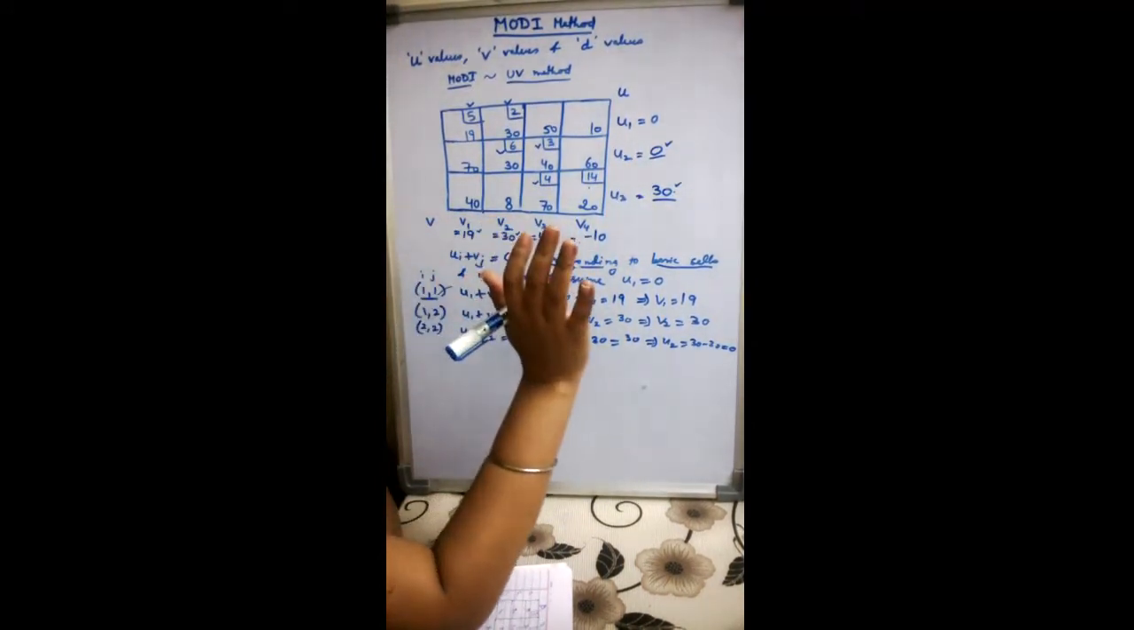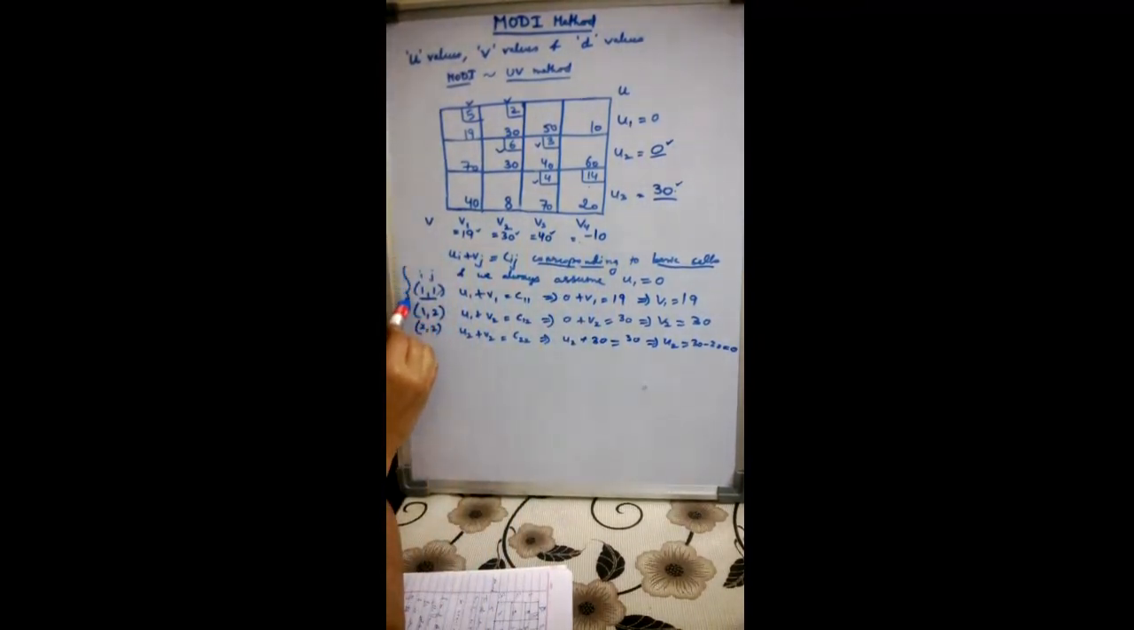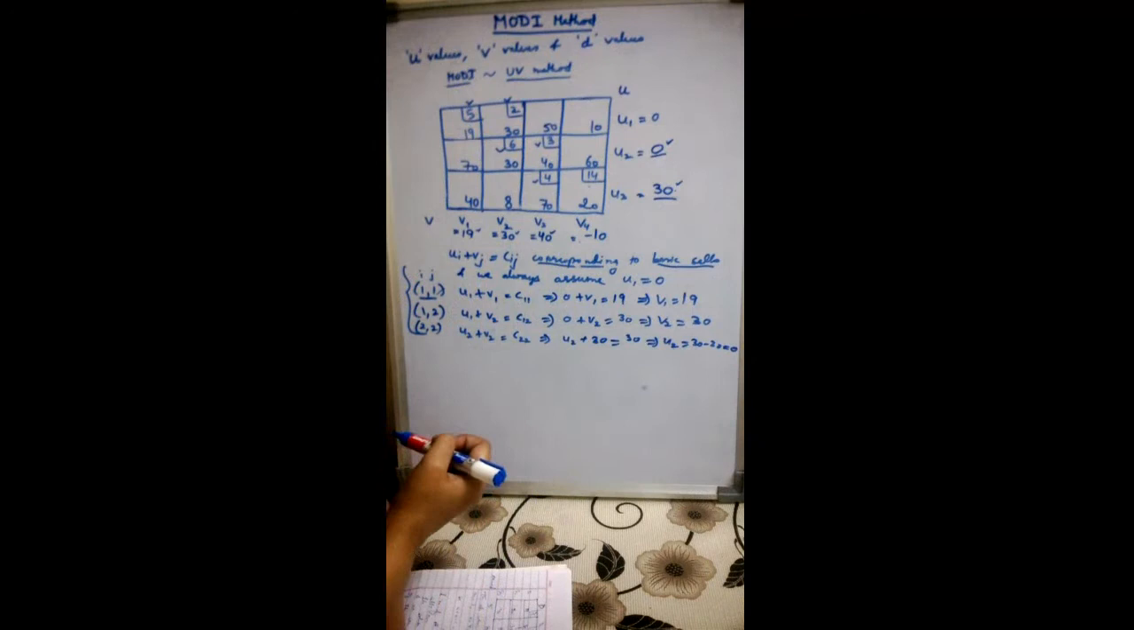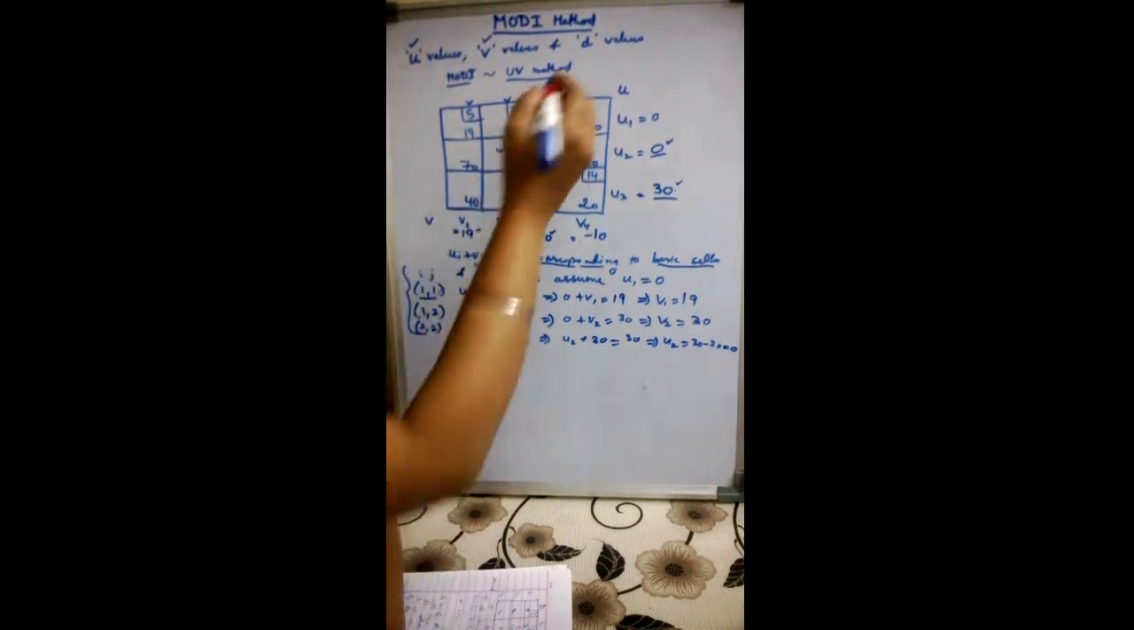So this is how we find out the u and v values without doing all this calculation part. Okay. So we have now obtained u and v values. So we have learned the method of finding u and v values. Okay, now comes d values. This is very important, that is how to find out d values, because this value will decide the optimality of the solution.